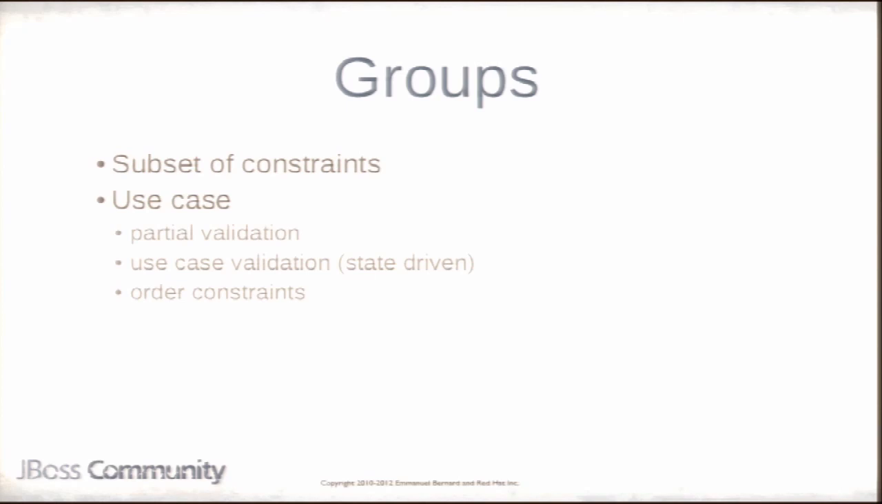The other one is to do something based on the state of an object or an object graph. Think about Amazon and the buy-in-one-click button, right?